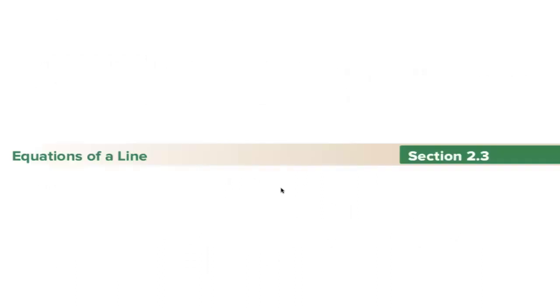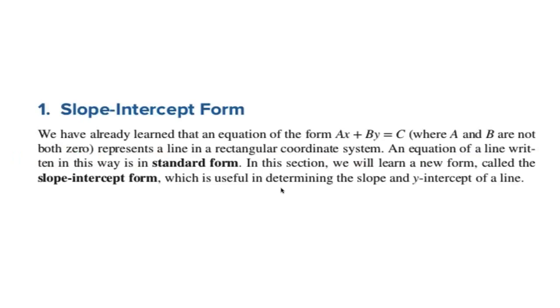Okay, section 2.3, equations of a line. The slope-intercept form of a line is a form that we'll use quite often to describe a line. In the previous lesson, we talked about the standard form of a line, which is ax plus by equal to c, where a and b are not 0. And so let's talk about what the slope-intercept form is.